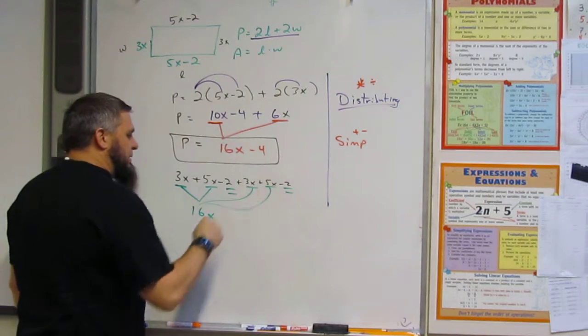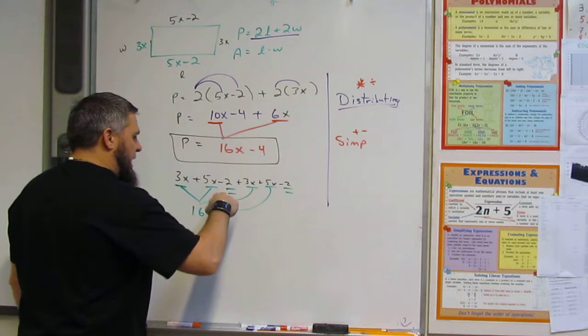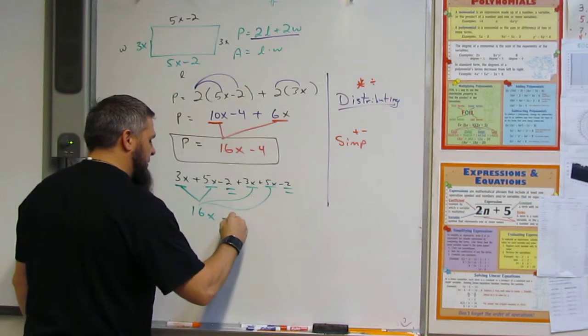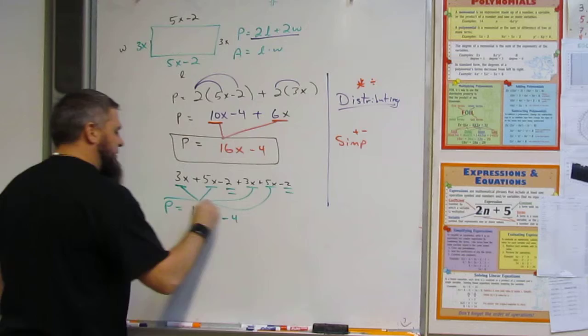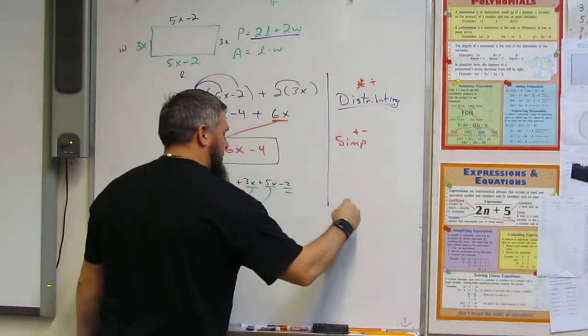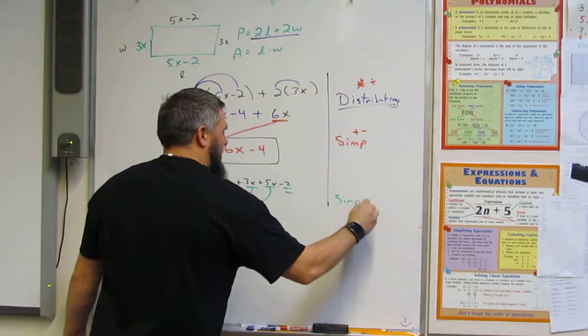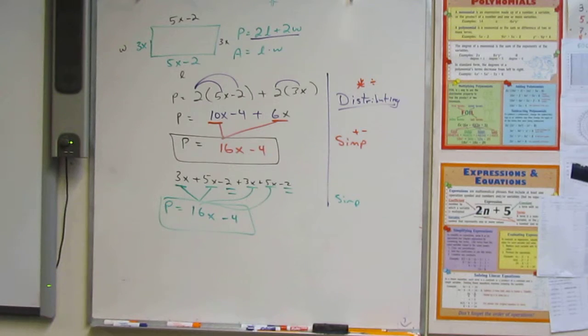Okay? And negative 2 and negative 2 is? And there it is. And what did we do? We simplified. Down. So that's one step versus 2 steps. It's up to you. Okay?